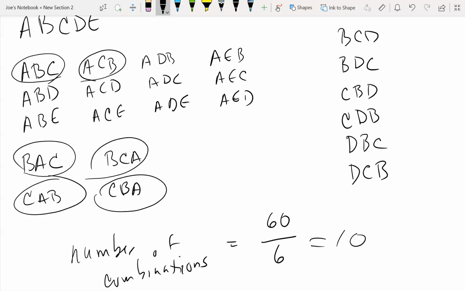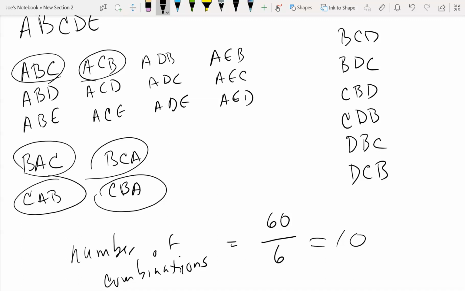Now let's think about this as part of formulas. In terms of formula, where would the 60 come from? There was permutations, 5 objects taken 3 at a time, right? Where did the 6 come from? 3 factorial. Just the arrangements of the 3 objects after they've been selected, correct?